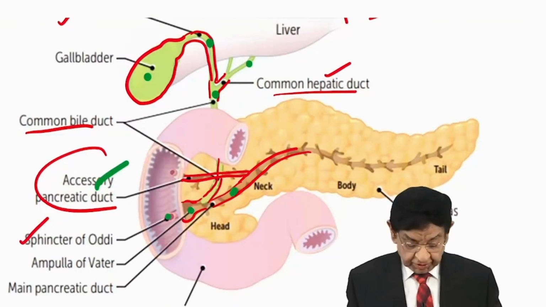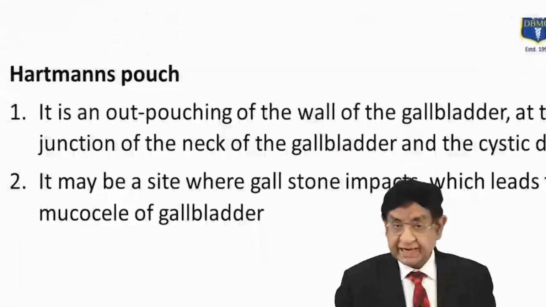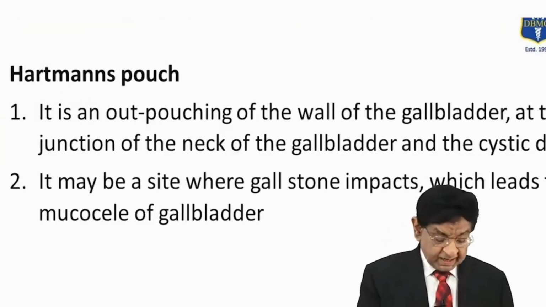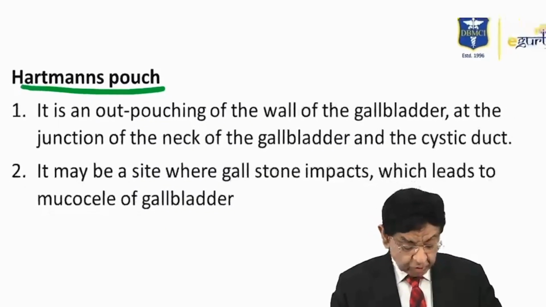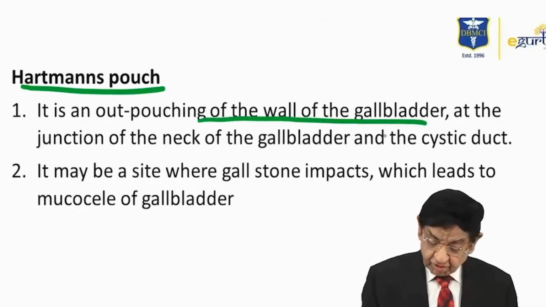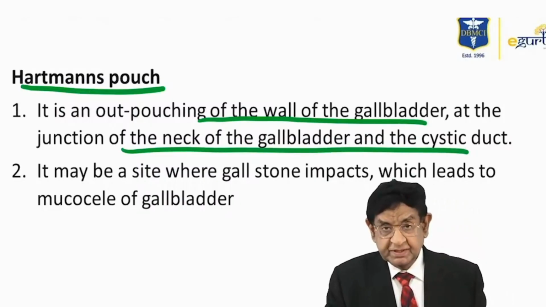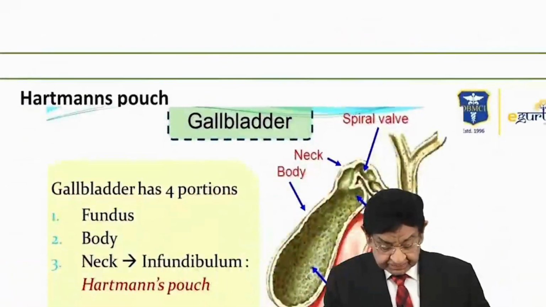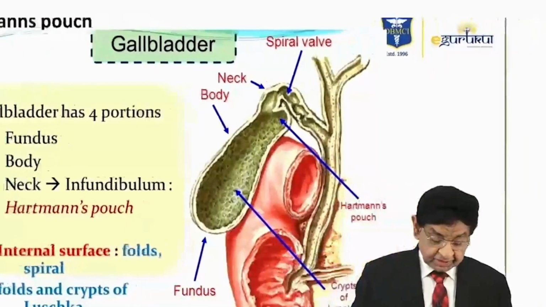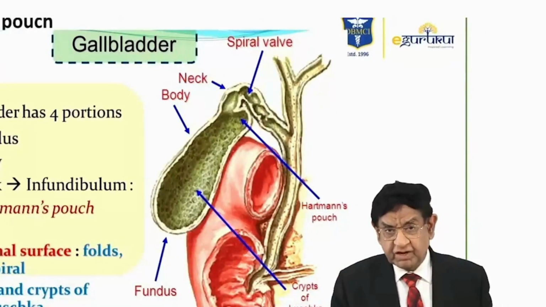After this, I must mention something special in the anatomy. In the gallbladder, we have the Hartmann pouch. It is an outpouching in the wall of the gallbladder at the junction of the neck and cystic duct. Well, you will not understand unless I show you a diagram. Look into this diagram, a lovely photograph of the gallbladder.